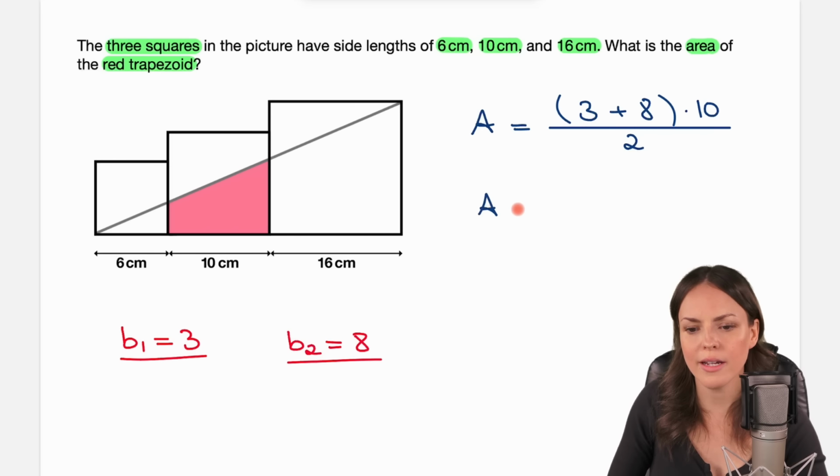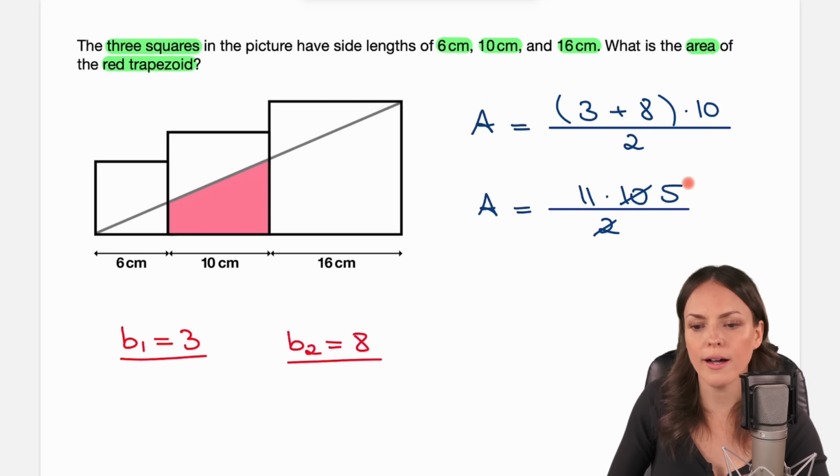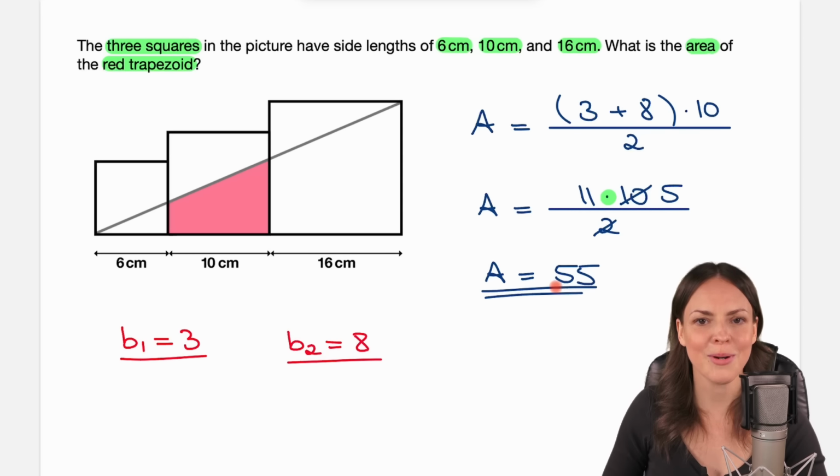So for the area of our trapezoid, we have 3 plus 8 equals 11 times 10, and all of this over 2. 10 over 2 is equal to 5, so the area is equal to 11 times 5, which is 55, and we solved this problem.